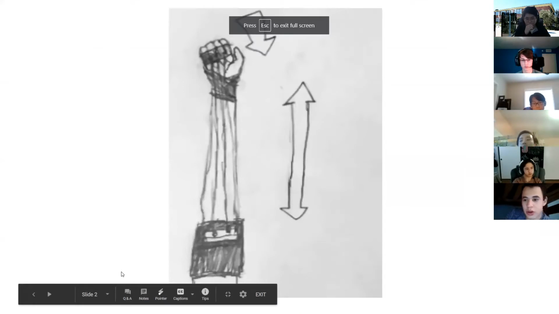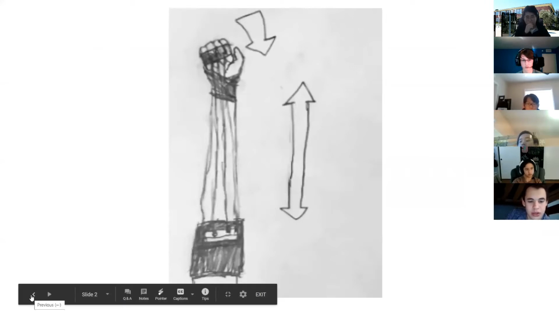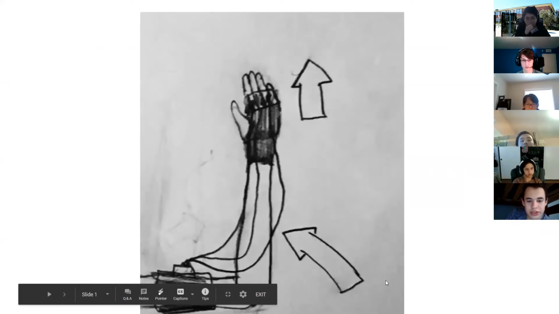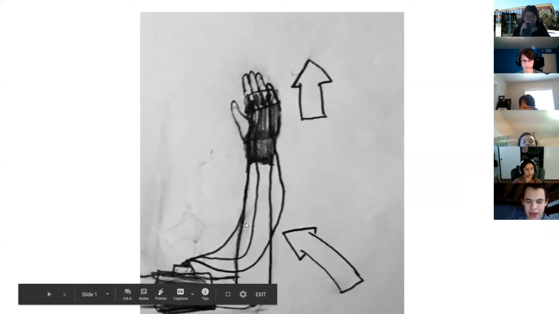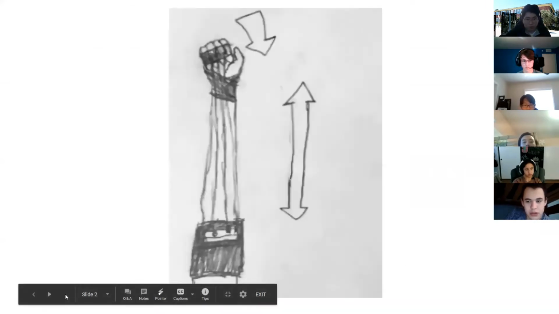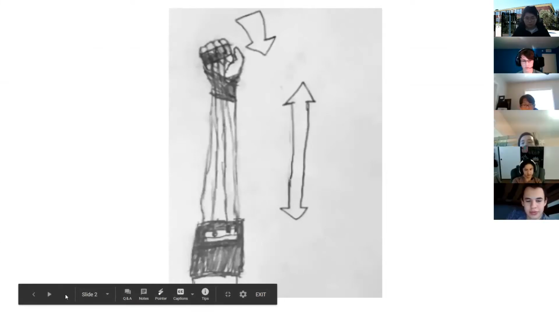Okay, so this is a design I came up with for a possible device that simply allows someone who cannot move their fingers with their actual finger muscles to move them with their arm. So what it is is a brace on the hand connected to some cables which attach to a band around the bicep and tricep.